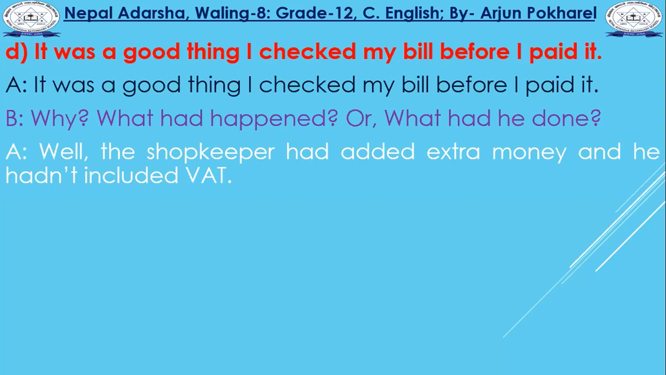The shopkeeper had added extra money, the money of the thing that was not bought. He had added the price of the item that was not bought. And he hadn't included VAT as well in the bill. That's why I did a good thing. I checked my bill before I paid the bill. In this way you have to use two sentences using past perfect tense, whether positive or negative. Okay, good. Your answer was also correct.